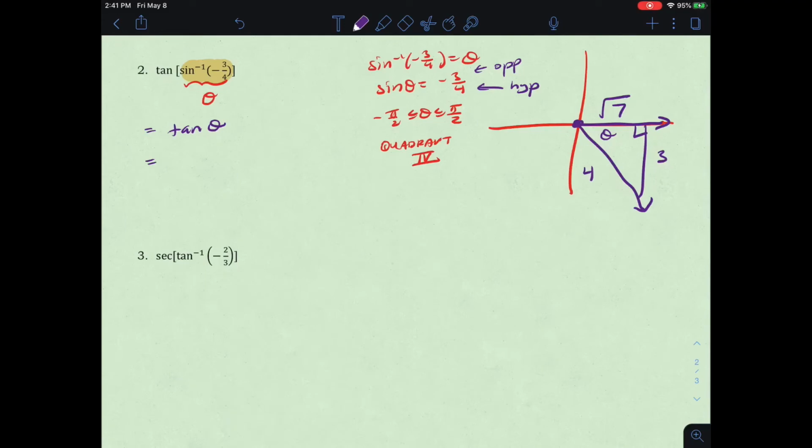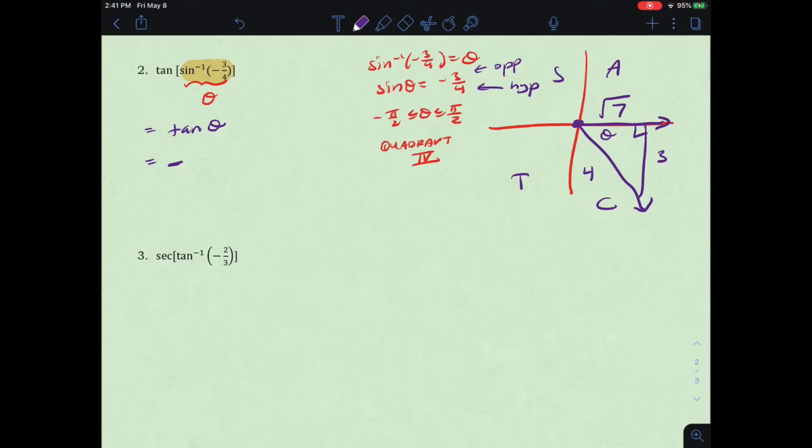Now the first thing I'm going to do is figure out whether my answer should be positive or negative. Now because my angle is in quadrant 4, using all students take calculus, I know cosine is the only trig function that's positive among sine, cosine, and tangent. So that means that tangent needs to be negative there. I'm going to put a minus sign.